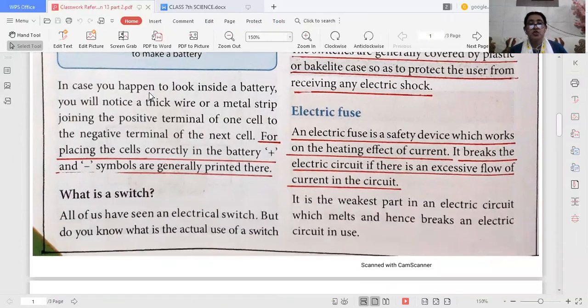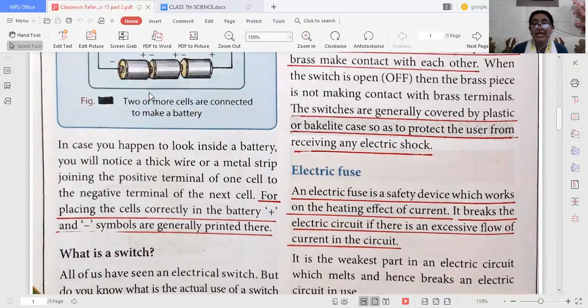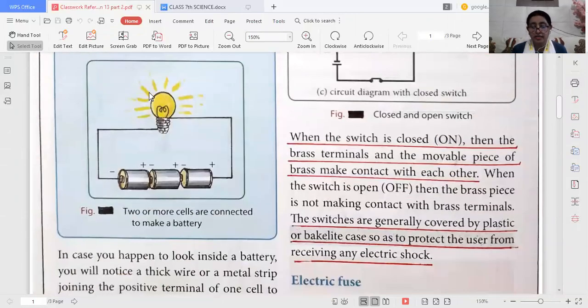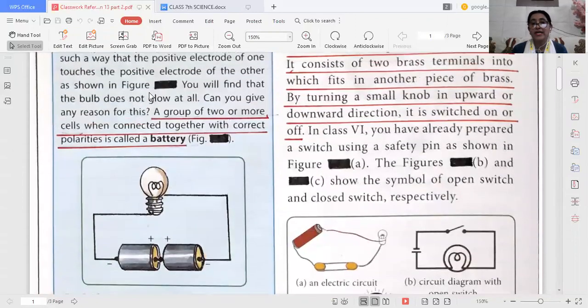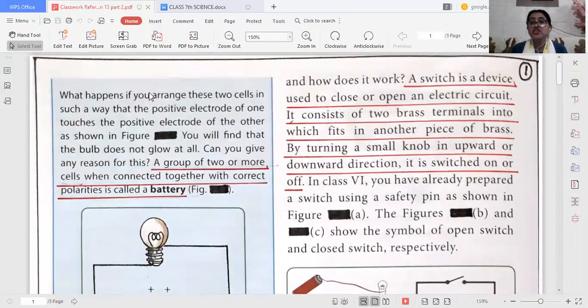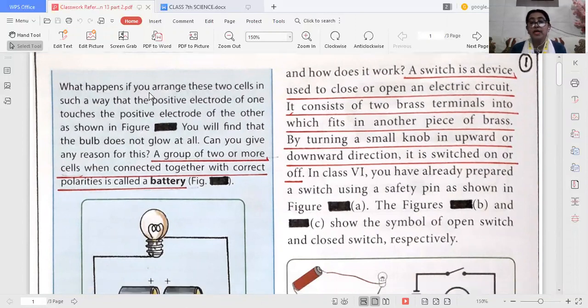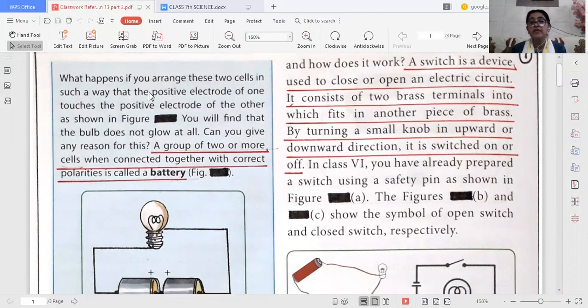Now the next topic is the switch. You have seen whenever any electric circuit is there, always a switch is provided there. So what is a switch? A switch is a device which is used to close or open an electric circuit, and it mainly consists of two brass terminals into which fits another piece of brass. By turning a small knob in an upward or downward direction, it is switched off or on.